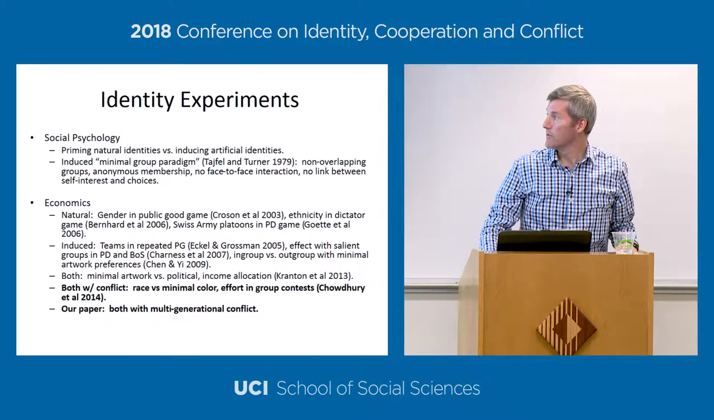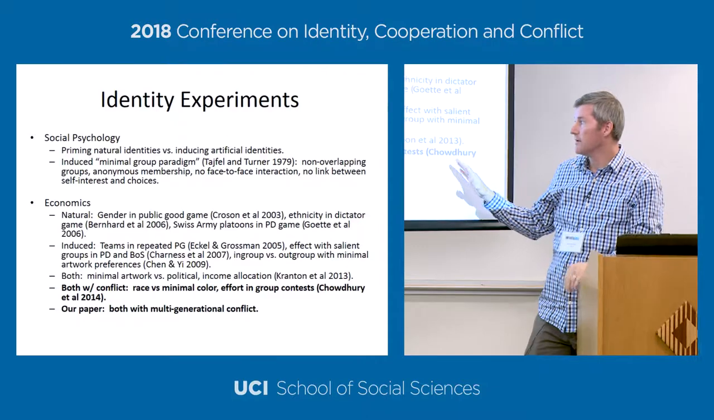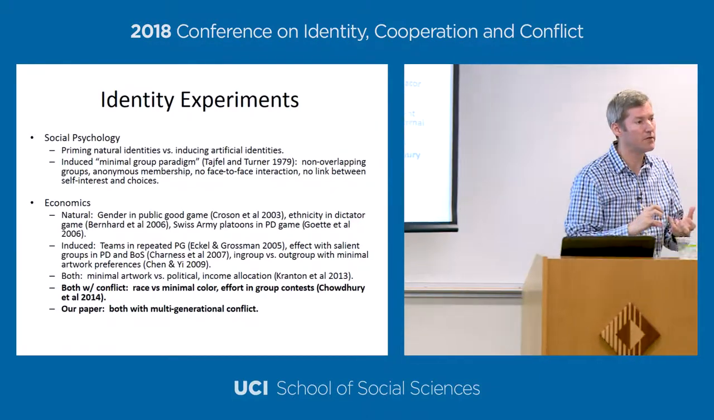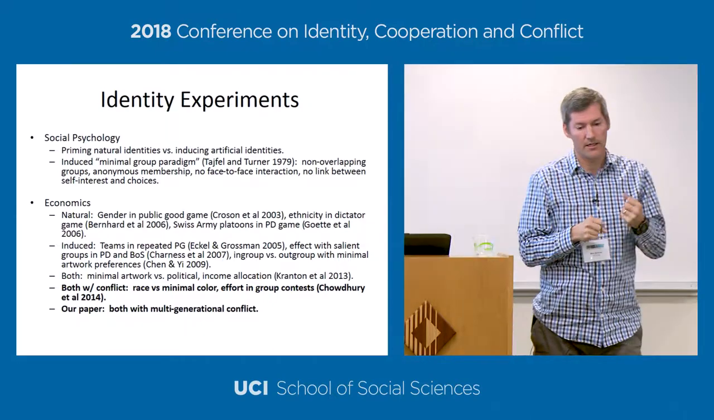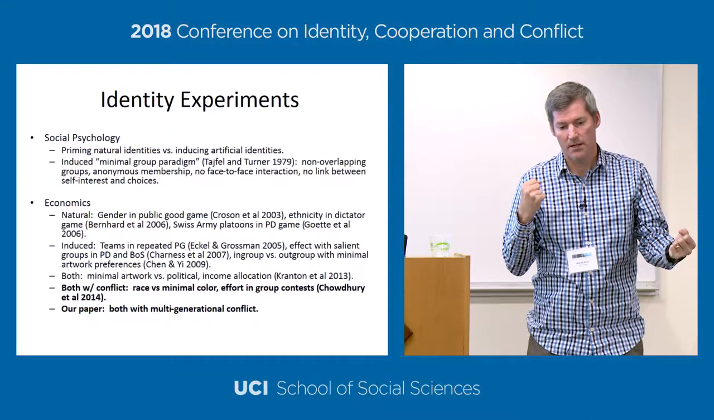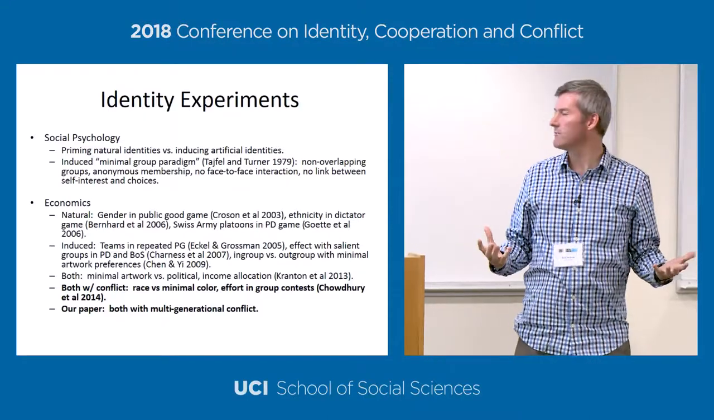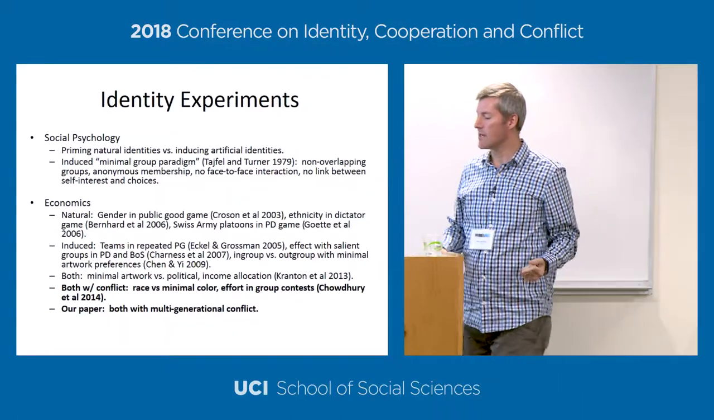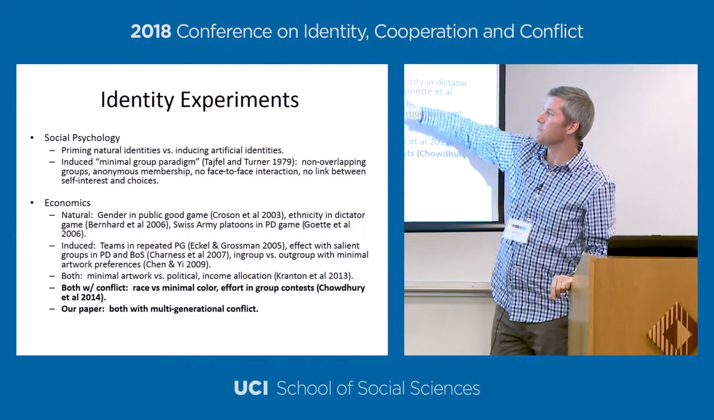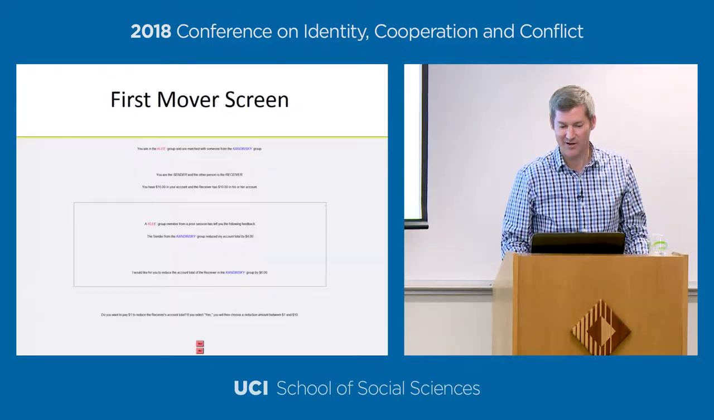Okay, other experiments. Key point here is, as far as we could find, we're the first to look at the influence of identity on the continuation of conflict in this kind of multi-generational setting. We haven't found another study that's done this, but there are a tremendous amount of papers. It's funny that, of course, the social psychologists have done more than the economists, but we cited fewer of them.